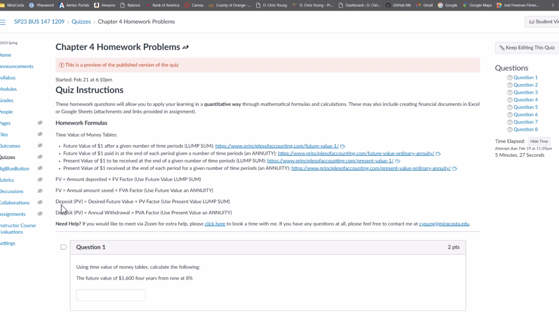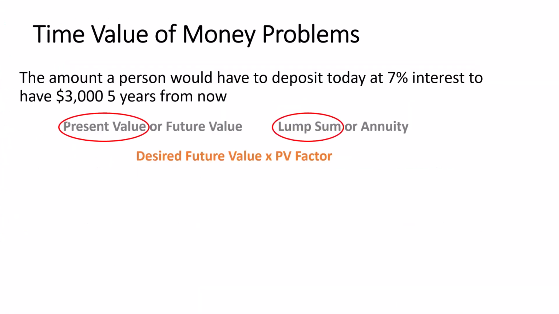The general format of this problem is the desired future value times the present value factor. You say use present value lump sum here. Going back to my slides, I brought in that general format. With this general format, we are given half of it already, and that's our desired future value of $3,000. We'll bring our $3,000 down here, and it has to be multiplied by some present value factor. That present value factor needs to come from the time value of money table.